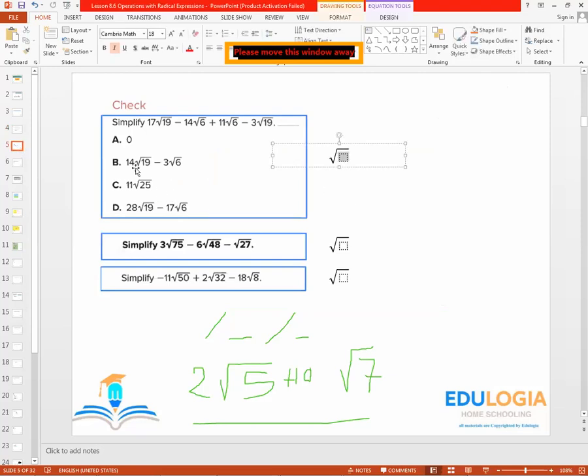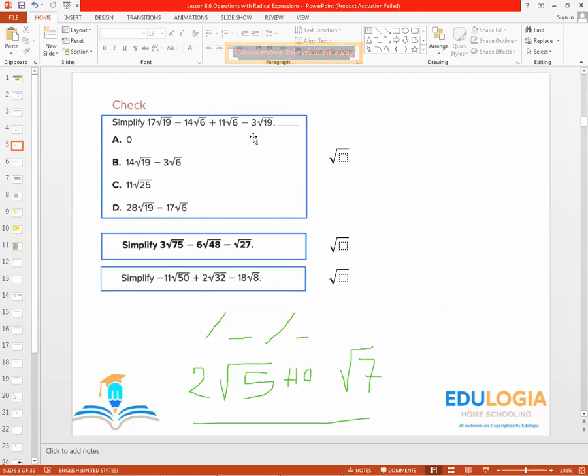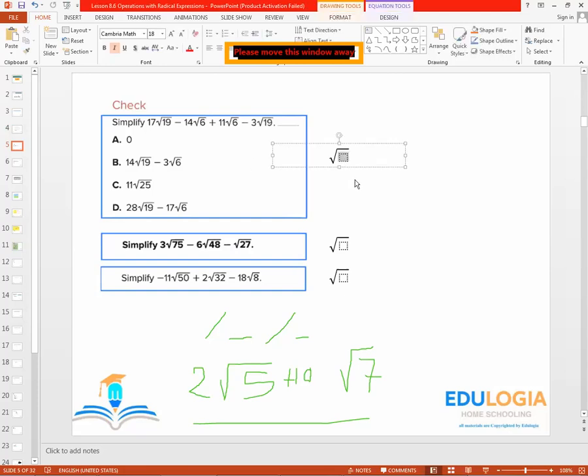In the first problem, we have multiple choice, A, B, C, and D. Simplify 17 root 19 minus 14 root 6 plus 11 root 6 minus 3 root 19. We have here minus 14 root 6 plus 11 root 6. They are like terms with root 6, and we have to perform 11 minus 14. It's negative 3.